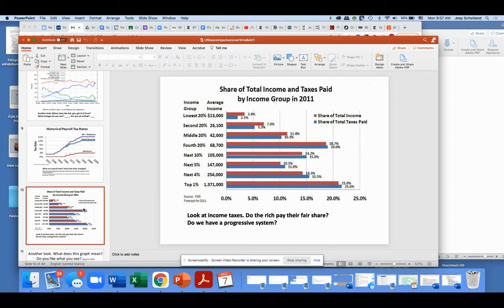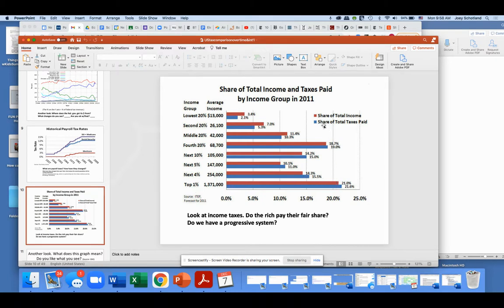This is a really important slide. Here are the poor, here are the rich, okay? So this is the lowest 20%, the poorest 20% of Americans. Their average income is about $13,000 a year. Here's the richest 1% of Americans. Their average income is about $1.3 million a year. The red shows you their share of total income. So the poorest 20% of Americans earn 3% of the nation's money. The top 1%, the richest 1% of Americans, earns 20% of the nation's money.